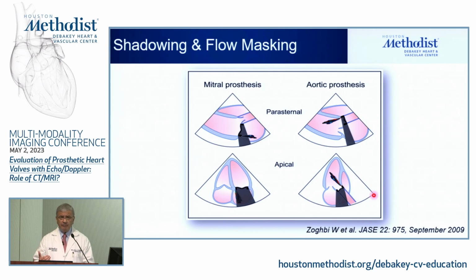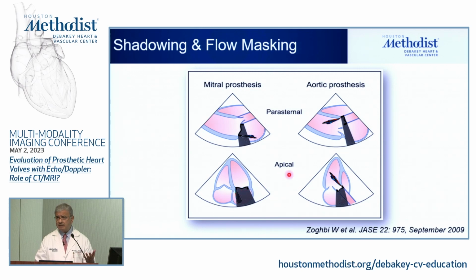From an echo point of view, it's very important to understand flow masking and shadowing. In an aortic position, it's lesser of an issue. It's not completely out, because I can see the jet going into the ventricle from either a parasternal or apical window. However, I may not see it here, shadowing, if I have regurgitation somewhere else in the prosthesis. Mitral and tricuspid, much more of an issue, because irrespective of your position, you're hiding the jet.